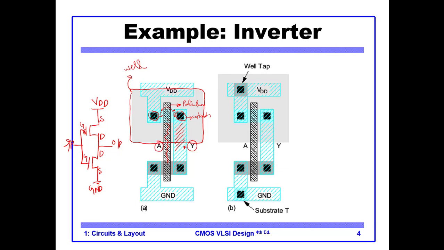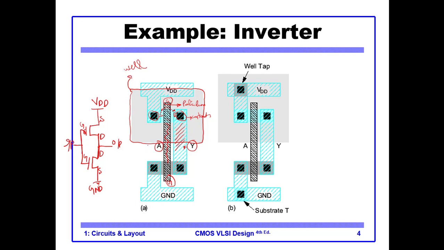Why is this the input? Because this is the gate of the PMOS, and this strip is the gate of the NMOS. This gate and this gate are connected by the polysilicon. So this is this line. This is the line at the input.